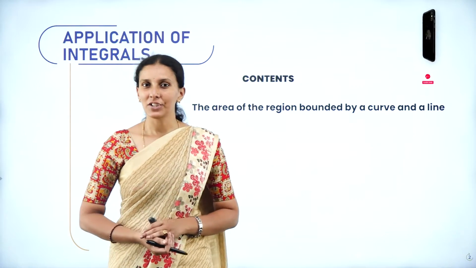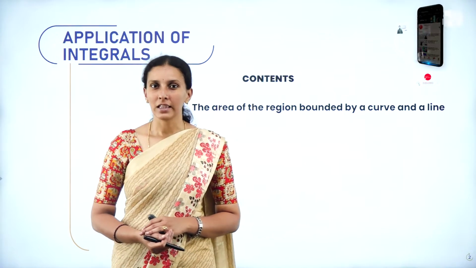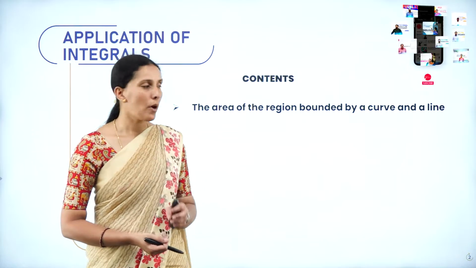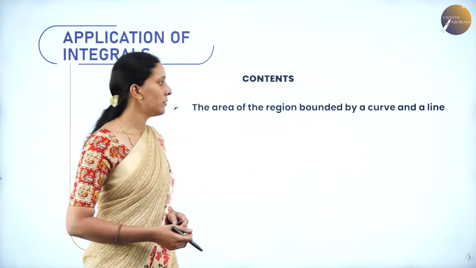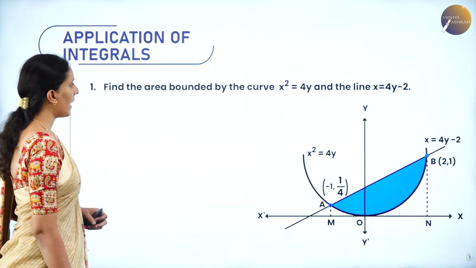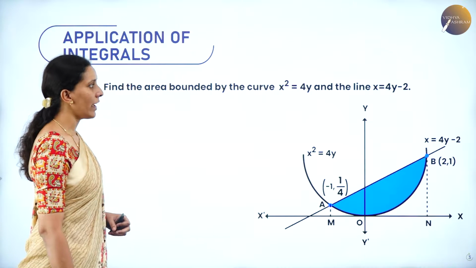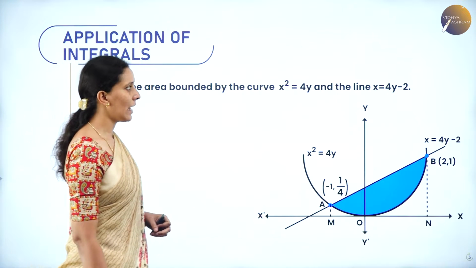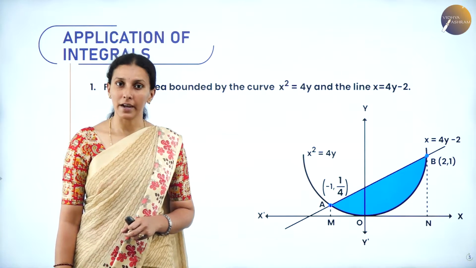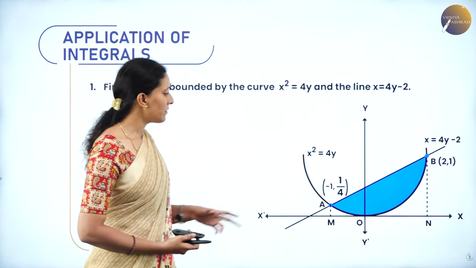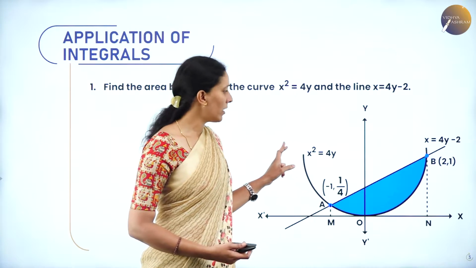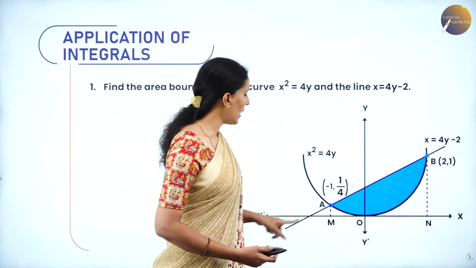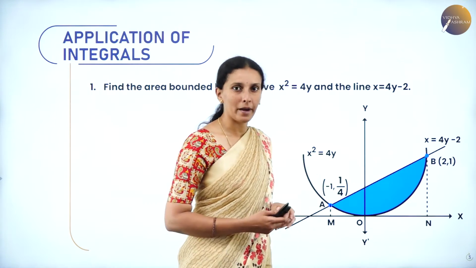So here in this session, we are going to find the area of the region bounded by the curve and a line. So let us take up the problems now. Find the area bounded by the curve x square is equal to 4y and the line x is equal to 4y minus 2. So clearly I have taken a diagram of x square is equal to 4y, which is an upward parabola, and I have drawn a line x is equal to 4y minus 2.